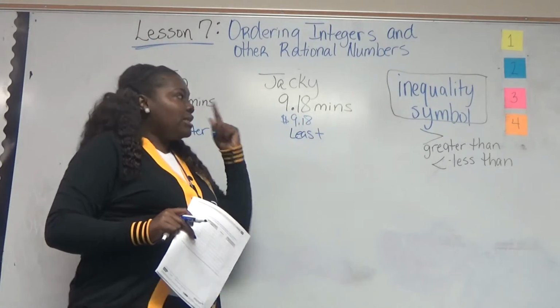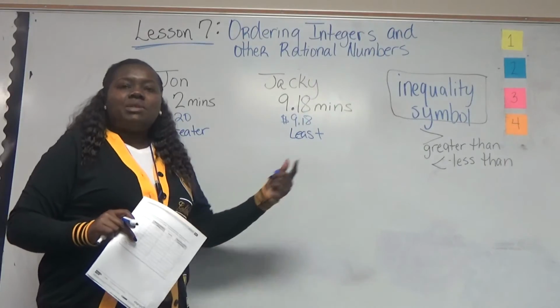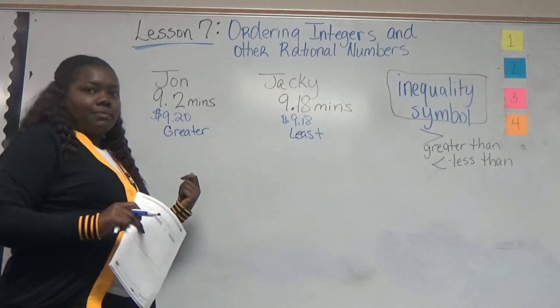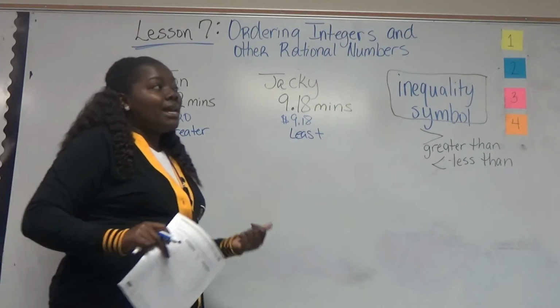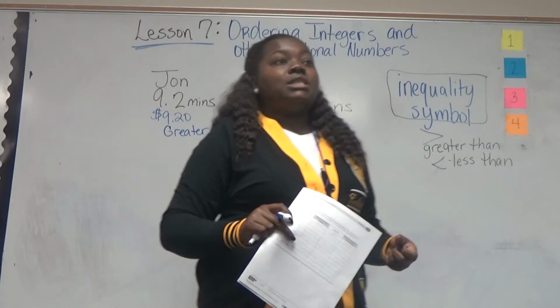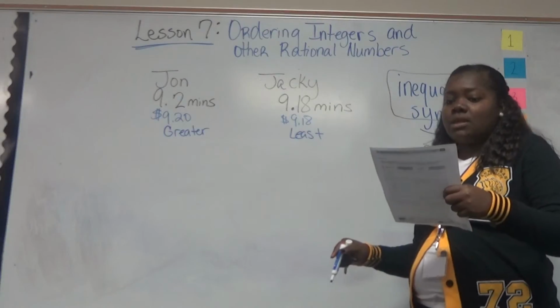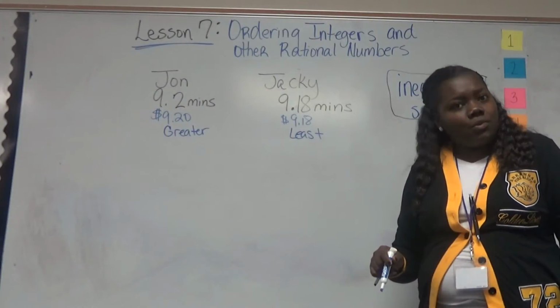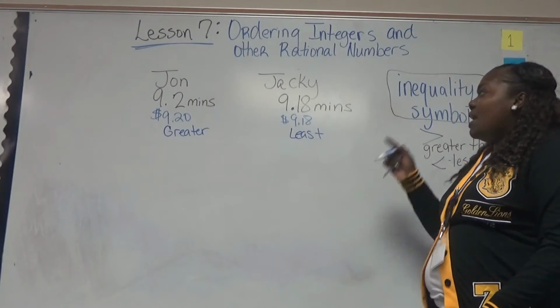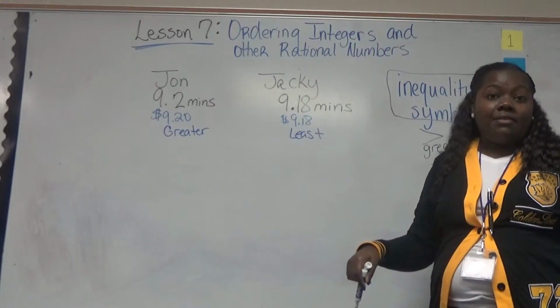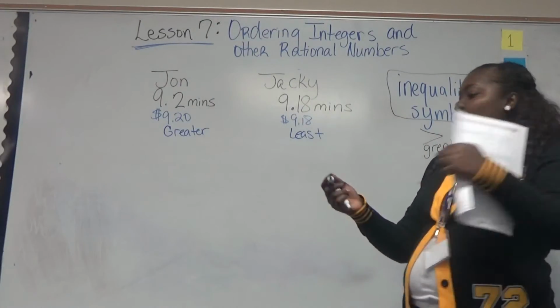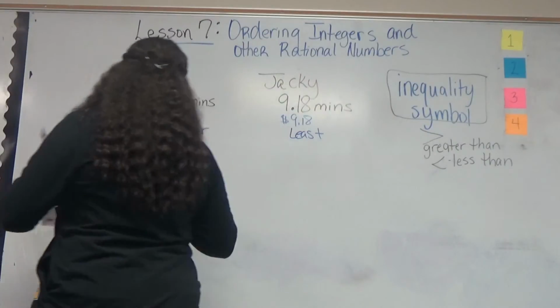So if you compare this like it's money, you can easily see which one is smaller and which one is greater. So who ran it in the least amount of time? Jackie. Jackie ran it the fastest because it took her the least amount of time to run those miles. Now, they want you to show it on a number line, but I already know who ran it the fastest, right? All right, so let's do our number line so we can show the same thing.